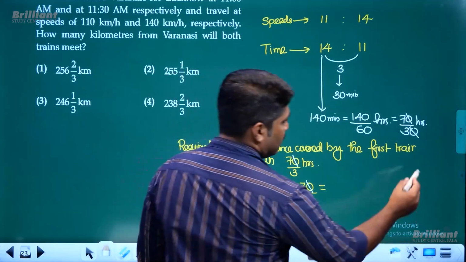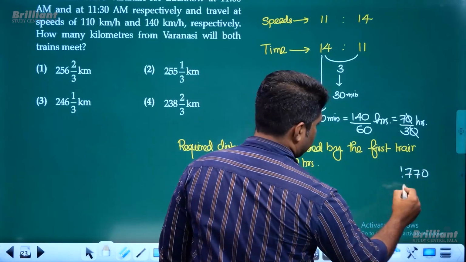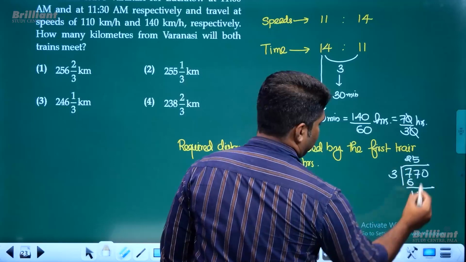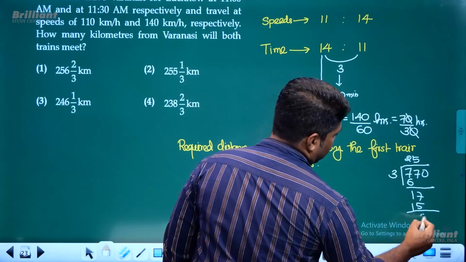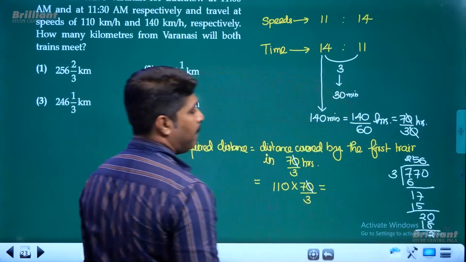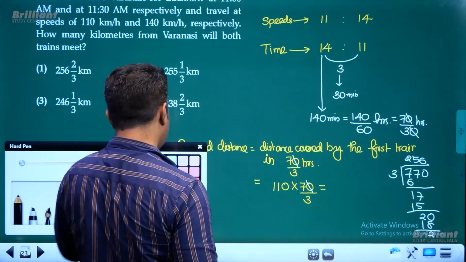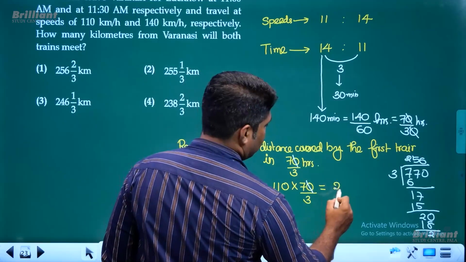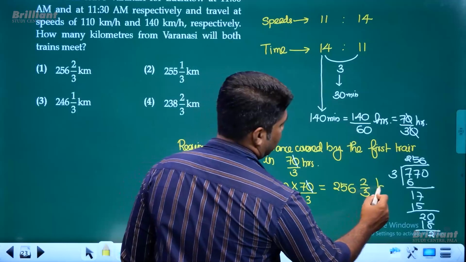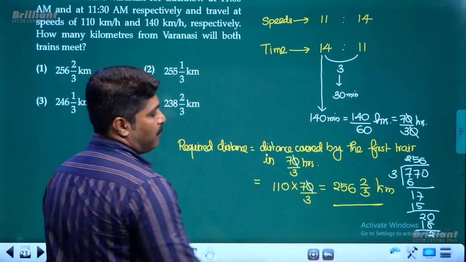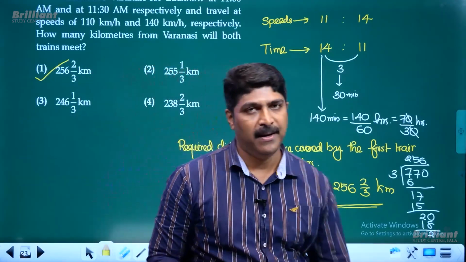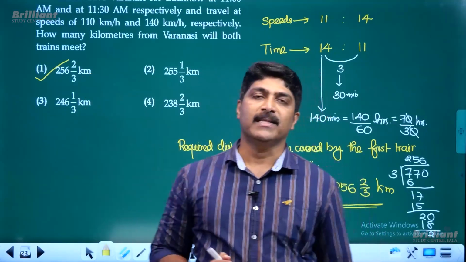Then how can we solve it? This is 770 by 3. So therefore 6 is there, 17 is there, 5, that is 15. Then 20 is there. So therefore 18. So remainder 2 is there. Therefore we can write this value as 256 and 2 by 3 kilometer. So therefore the answer is option A. So here the answer is 256 and 2 by 3 kilometer.